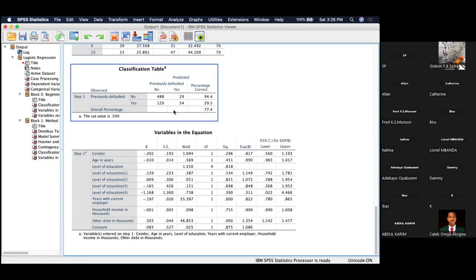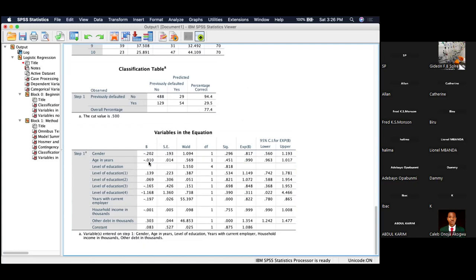Now, classification table. What the classification table does is simply to give us the sensitivity, or the degree of accuracy at which our model fits the data set and is good for prediction. So here, the degree of accuracy is only 77.4, which is quite okay.